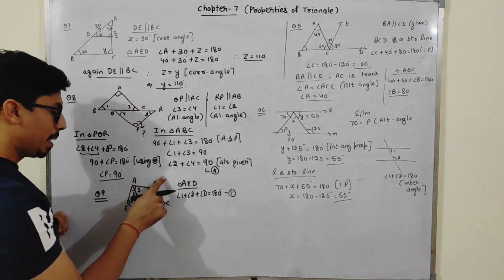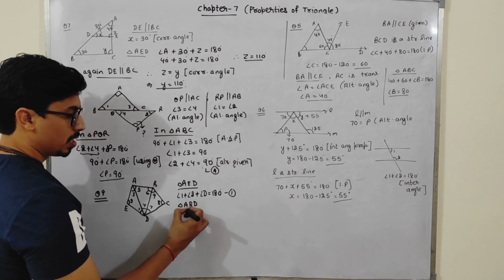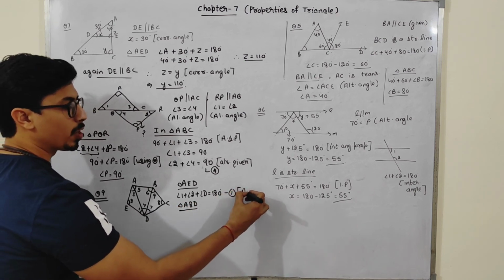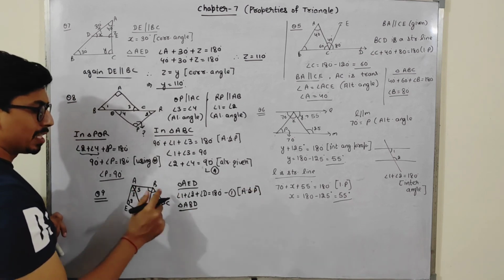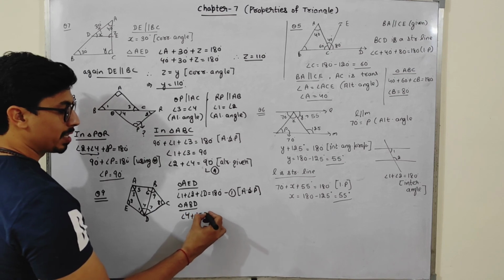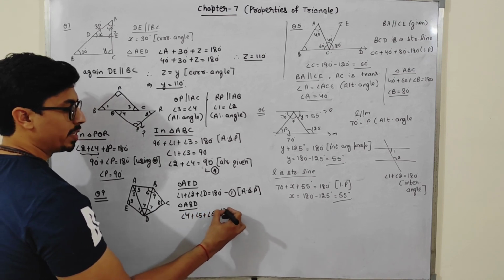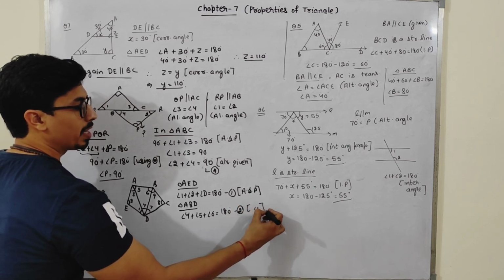Now take triangle ABD. The reason is the angle sum property. Just write down the reason also. In triangle ABD, 4 plus 5 plus 6 is also 180 degrees. Name this as equation 2 and the reason is the same, angle sum property.